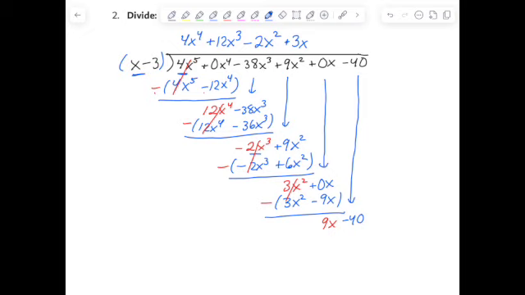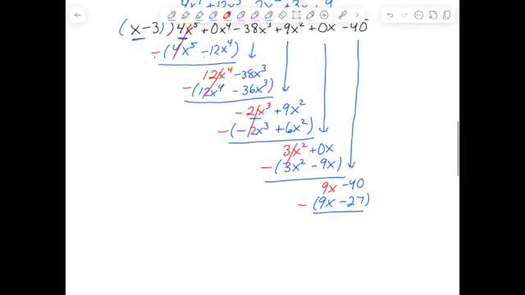So x goes into 9x, so 9x divided by x is 9. Multiply back through, 9 times x is 9x, 9 times negative 3 is negative 27, and let's follow it through to the end. No careless mistakes here. So subtract, those 9x's cancel out. Negative 40 minus negative 27, so that's plus 27, leaves you with a remainder of negative 13. So our remainder is negative 13.